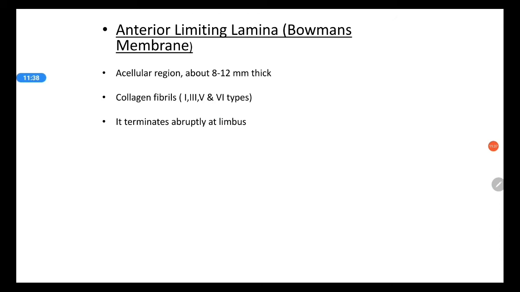Next is the Bowman's membrane. You should know that it is an acellular membrane and it has about 8 to 12, roughly 10 microns.